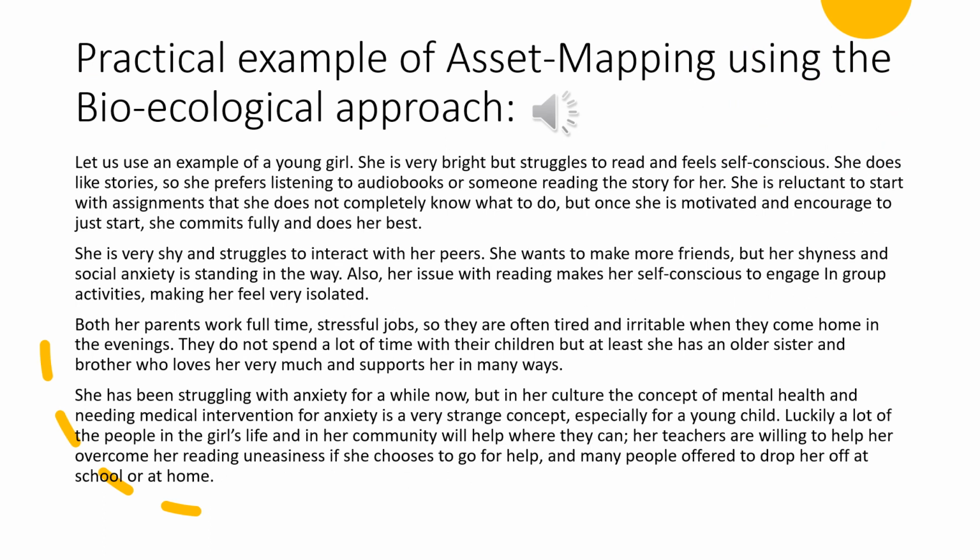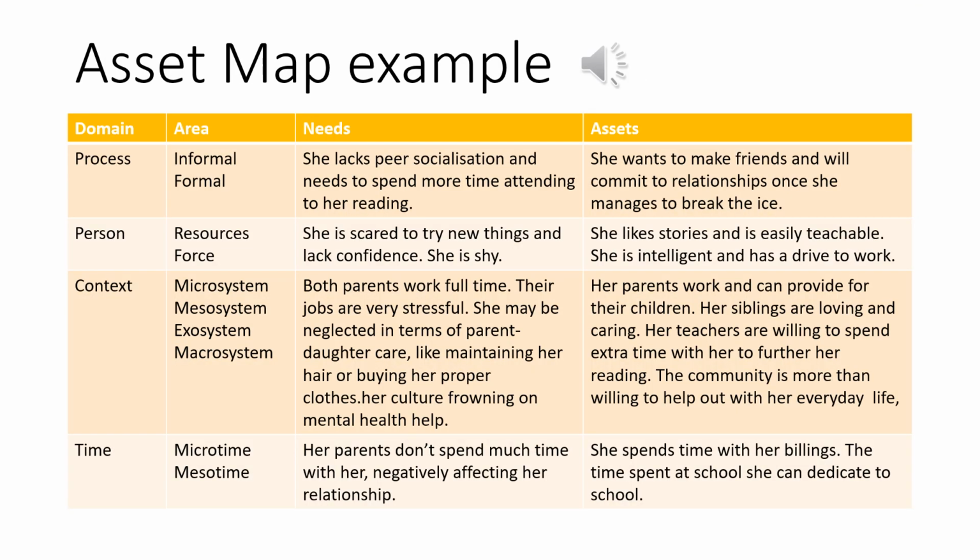Here is a practical example of asset mapping using the bioecological approach, and it's a story that my group partner and I made up so that it can be applied practically to an asset map, which is on slide 7. Here you can see how an asset map looks, and you see there's domain, area, needs, assets, and then processes, person, context, time, and then we filled in all the different things that would fit under the different headings.